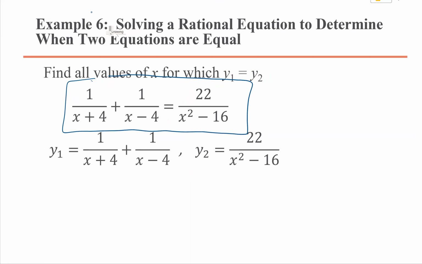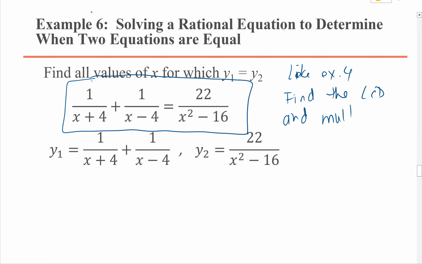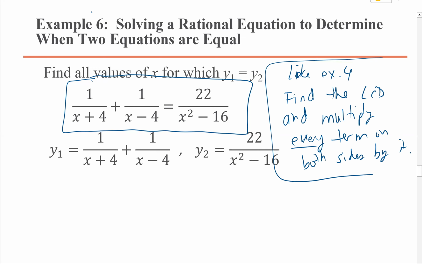So the same idea. This is much more complicated. It's got x squared minus 16. But I want to do the same thing, like example 4. I need to find the least common denominator of all the denominators and multiply every term on both sides by it. These are the exact same steps, but finding the LCD is going to be more complicated.